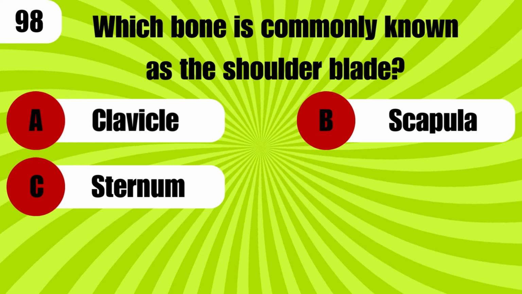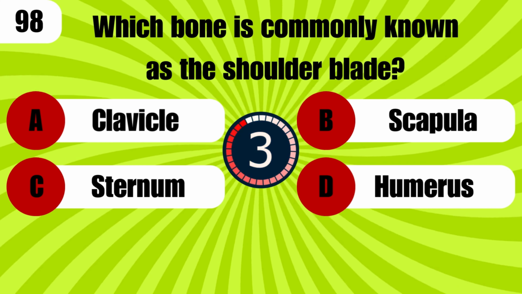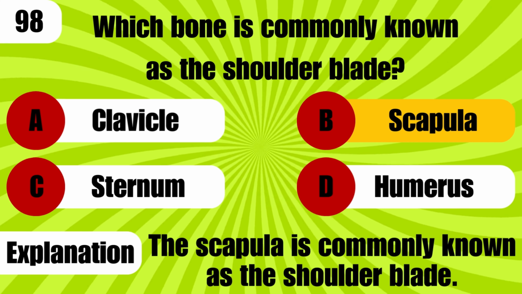Which bone is commonly known as the shoulder blade? Option A clavicle, option B scapula, option C sternum, option D humerus. The right answer is scapula. The scapula is commonly known as the shoulder blade.